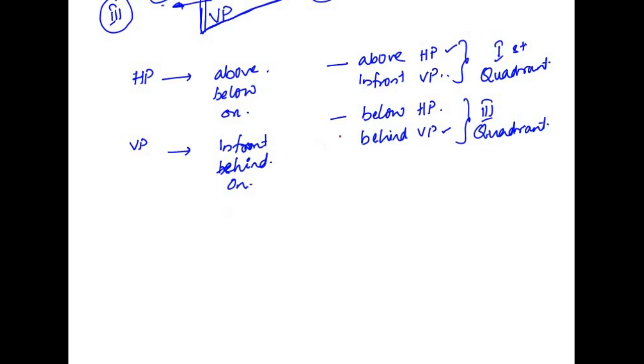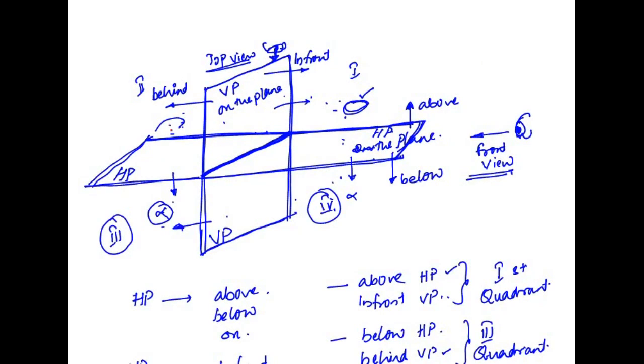Similarly, you have the second quadrant and the fourth quadrant. The second quadrant is behind the vertical plane and above the horizontal plane, and the fourth quadrant is below the horizontal plane and in front of the vertical plane. So please first get acquainted with the quadrants with respect to the reference planes, the horizontal plane and the vertical plane.